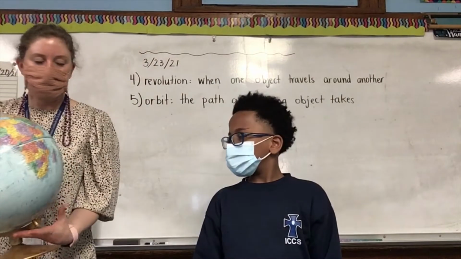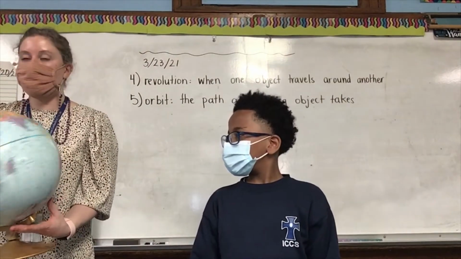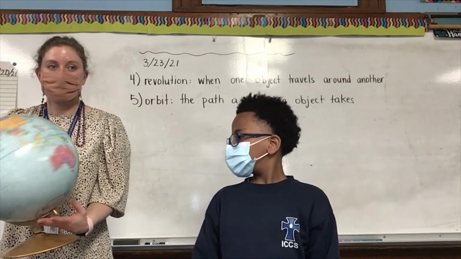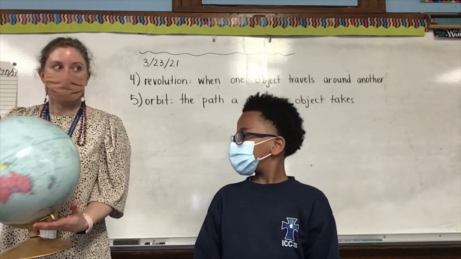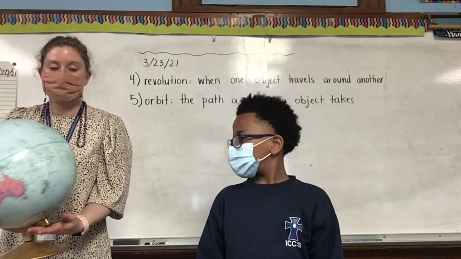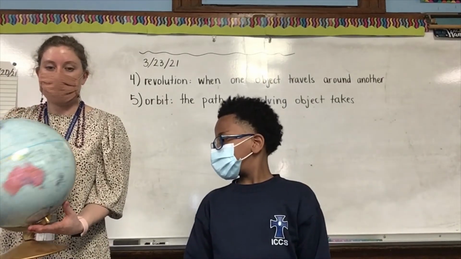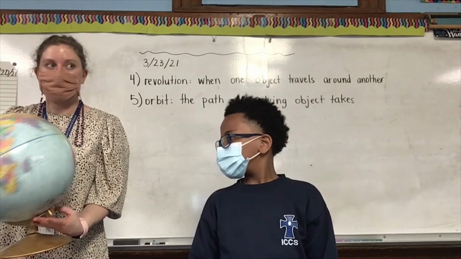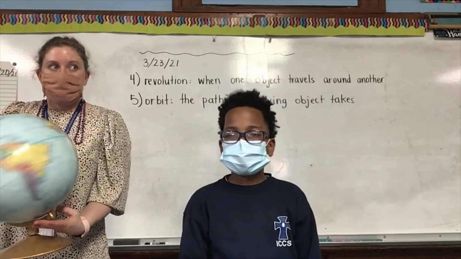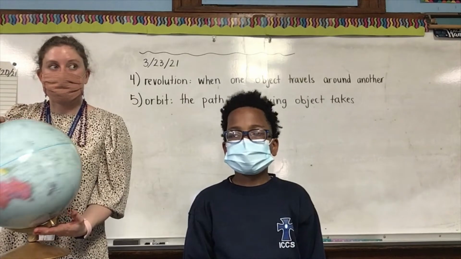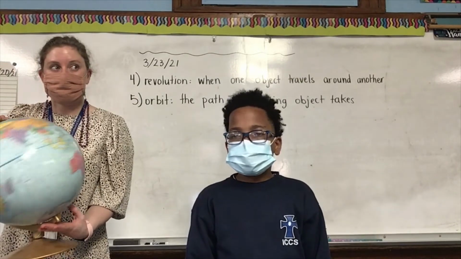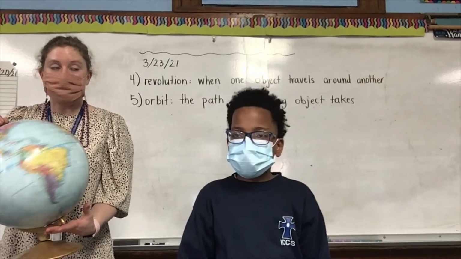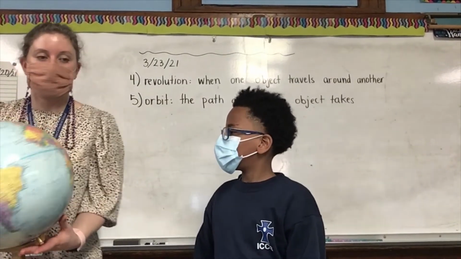Right now, Kingston is the sun. Is the northern hemisphere in the summer, winter, spring, or fall? Winter. Why? It's pointing away from the sun. The top of this earth is tilted away from the sun.